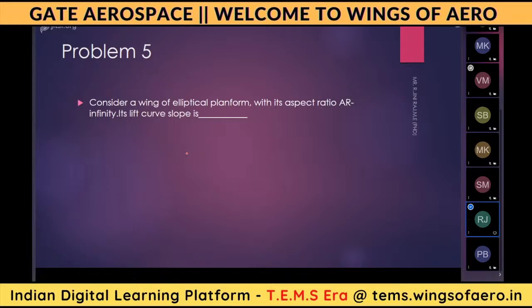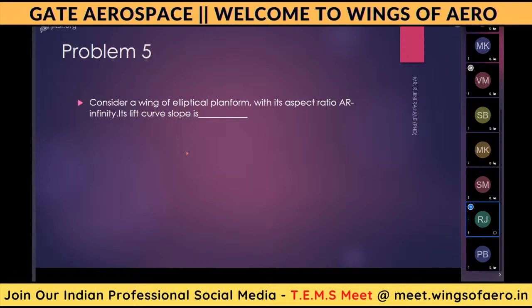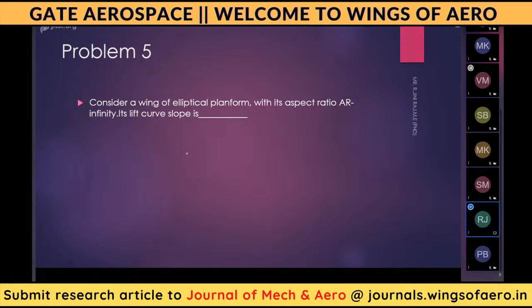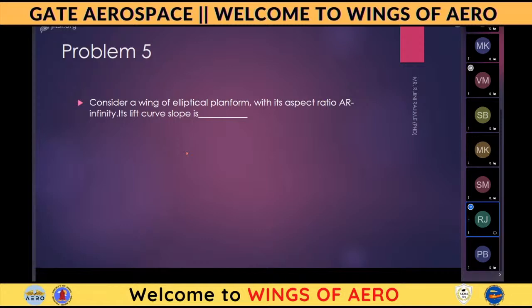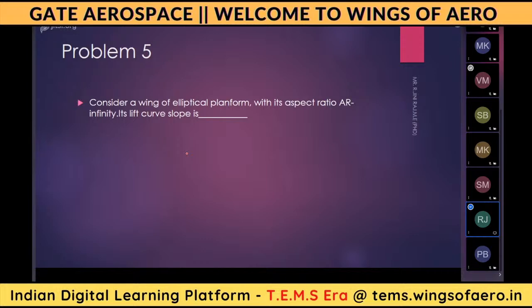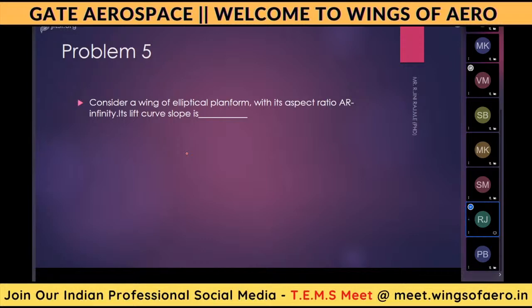Another problem. Consider a wing of elliptical planform with its aspect ratio AR equal to infinity. Its lift curve slope is? So the aspect ratio is infinity, and we need to find the lift curve slope. This is also easy. To find the lift curve slope, we need to find the A value.